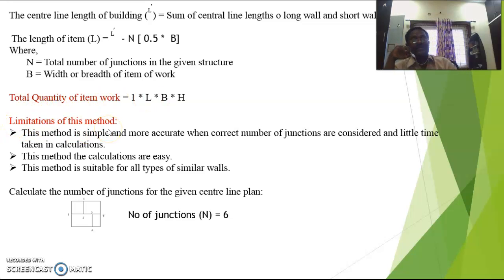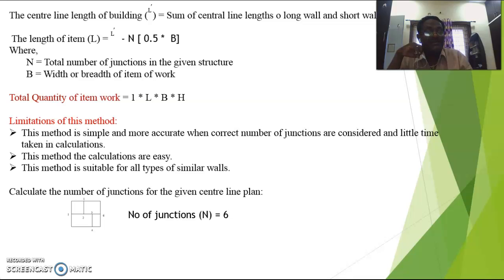But there are some limitations of this method. This is simple and more accurate when the correct number of junctions is considered, and little time is taken in calculation. Whenever the number of junctions and total center line length are accurately measured, automatically you get the total quantity of work in one step. So the time consumption is very low. This method's calculations are very easy, because you get the total quantity of work in one step.